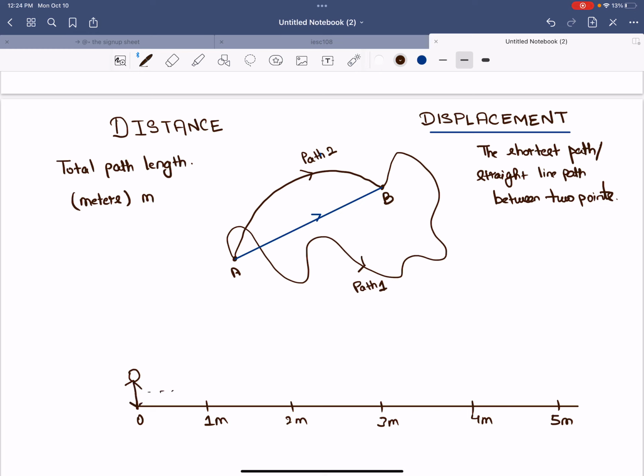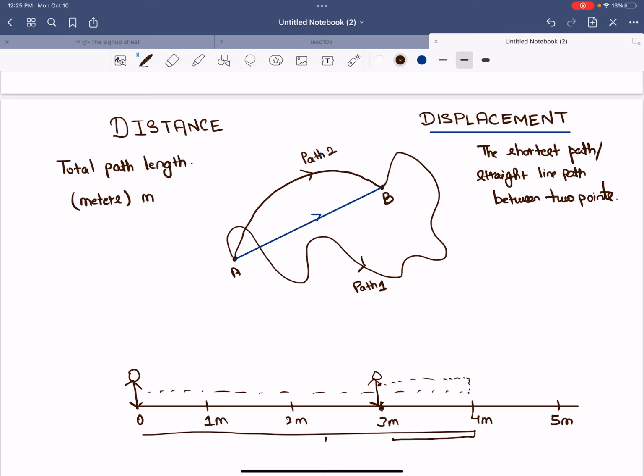You start walking, you come all the way to 4 meters. And then you decide to turn and come back to 3 meters. Now this is your final position. This is where you ended up, by going to the 4 meter point first and then coming back to the 3 meter point. Now if I ask you what is the total distance that you covered, for the total distance you add everything up.